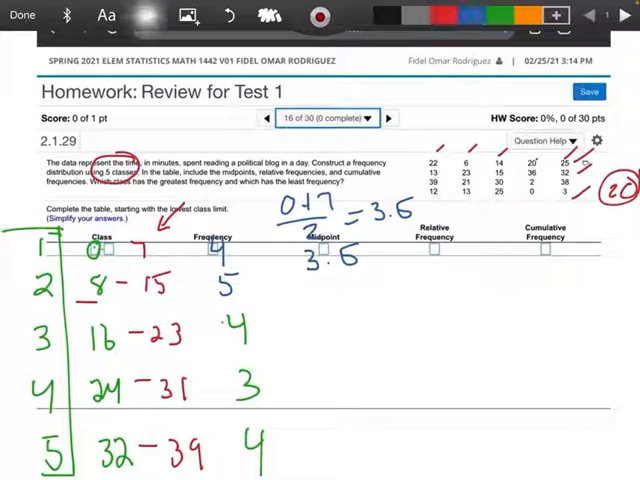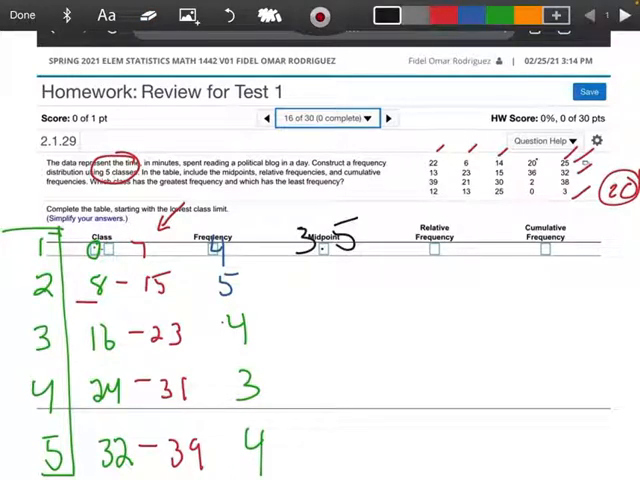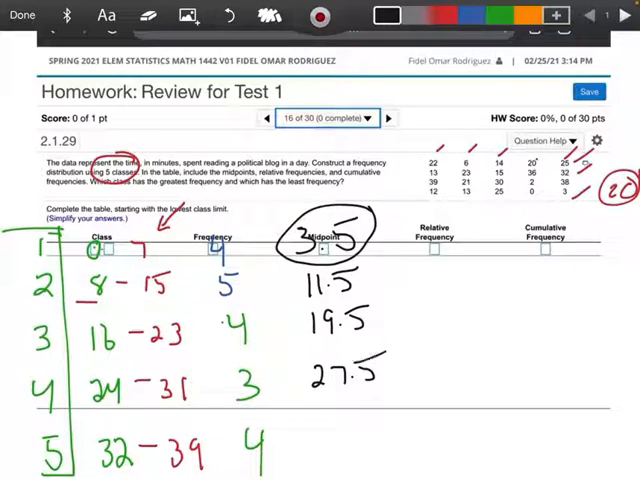Okay, so let me just erase that so it looks a little bit neater. 3.5. Remember my class width is 8, so I can keep adding 8 to this number to keep finding my midpoints. So this would be 11.5, 19.5, 27.5, and this should be 35.5. Okay. Let's see, relative frequency.